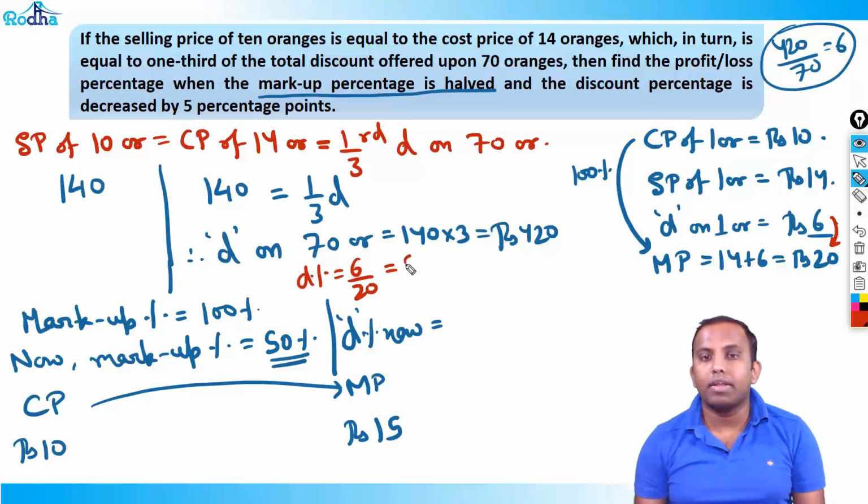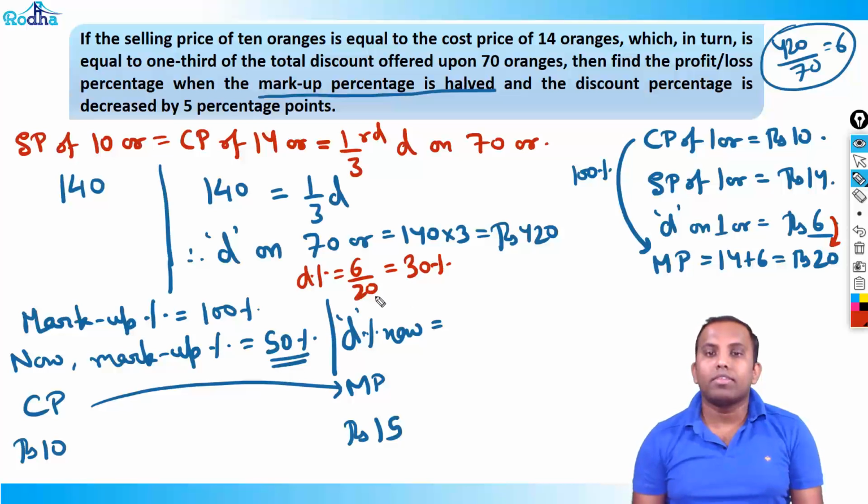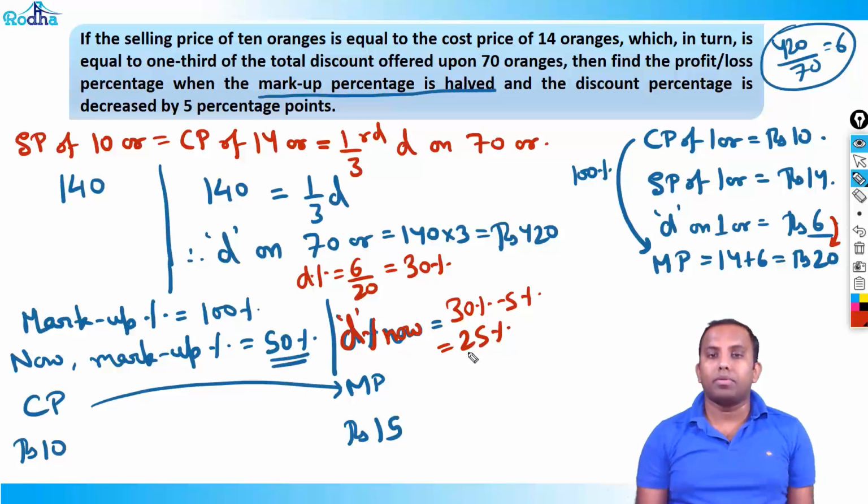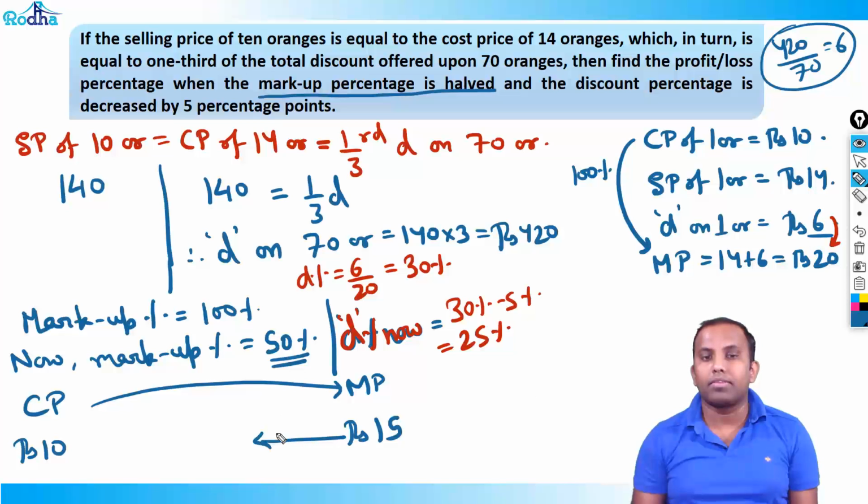That is 3 by 10, 30%. So if it is 30%, what is the discount percentage now? 30% minus 5%, right? It is 25%. So the discount percentage now is 25%. Okay, 25% discount on mark price.